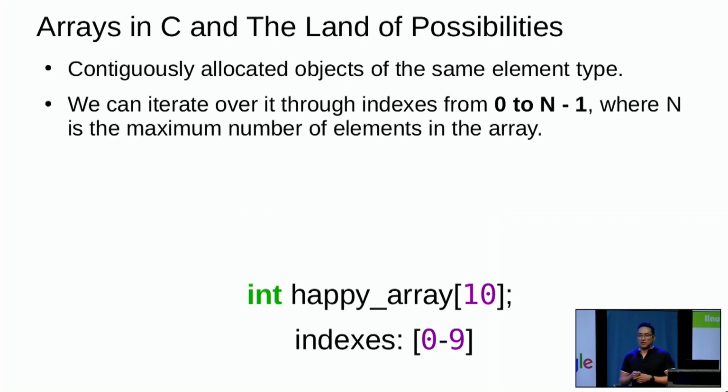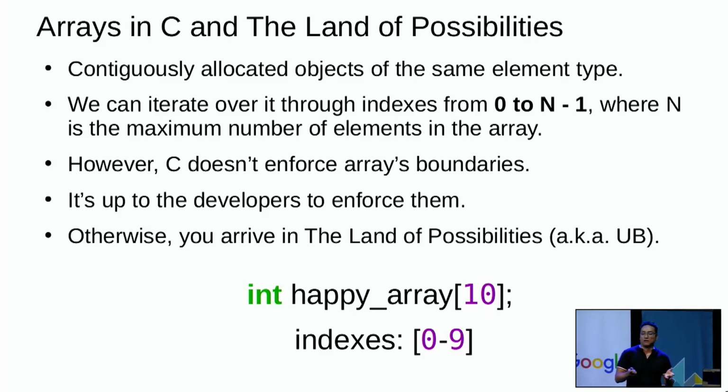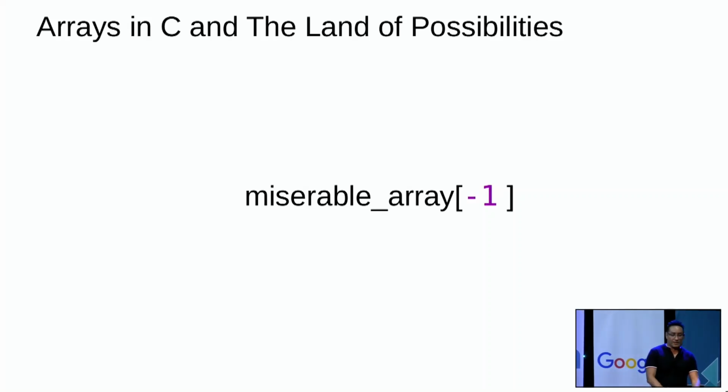But arrays are a building block in software development, right? So they are quite useful. We can iterate over them. We can read and write to them. Happy array is going to remain happy as long as we access this array through its valid indexes, which in this case is going to be from index 0 all the way up to 9. However, the C language doesn't enforce boundaries, so it is up to the developer to make sure that any access to the arrays is going to be within the boundaries. Otherwise, we are going to land in what I like to call the land of possibilities, which is undefined behavior. This is an example of a miserable array, just for completeness.